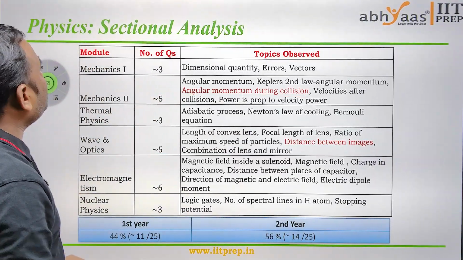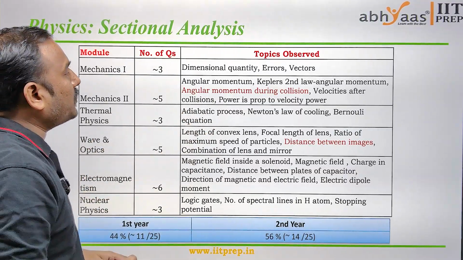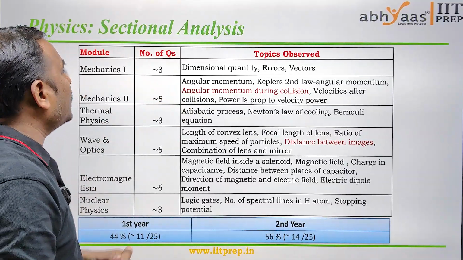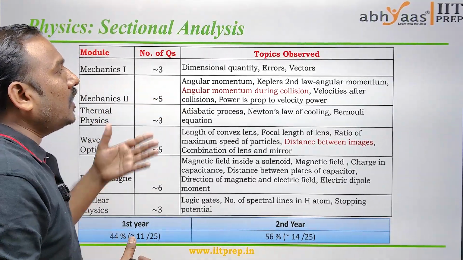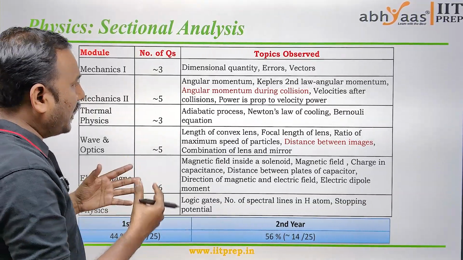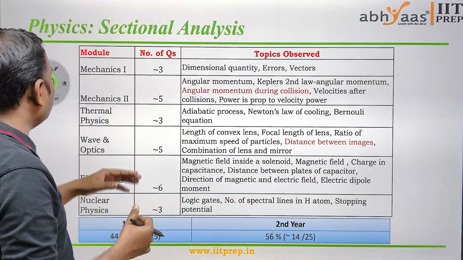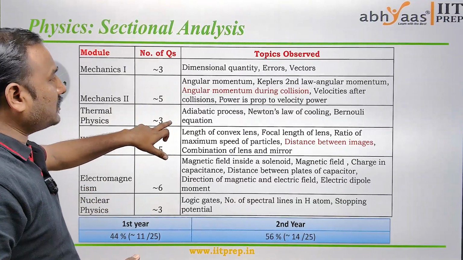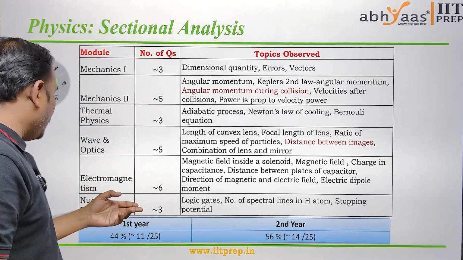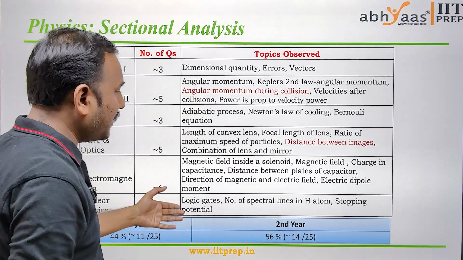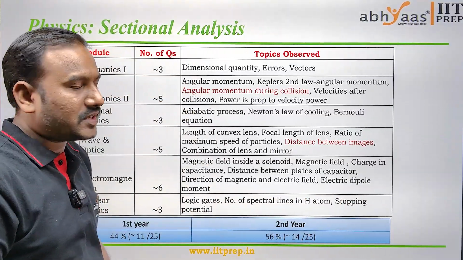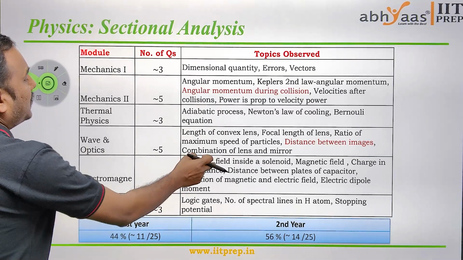This is the physics sectional analysis, and these are the subtopics covered in the paper: dimensional quantity, errors and vectors, angular momentum, Kepler's second law, velocities after collisions, power proportional to velocity, adiabatic process, Newton's law of cooling. From thermal physics, a small number of questions were given, from mechanics one also fewer questions, and nuclear physics also fewer questions, logic gates, number of spectral lines in the H atom, and stopping potential. These are the subtopics covered in the physics sectional analysis.